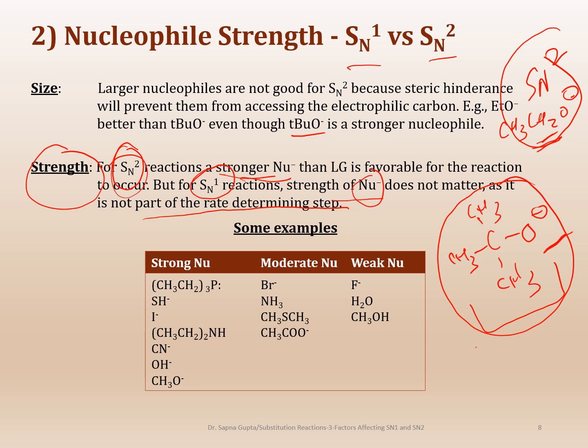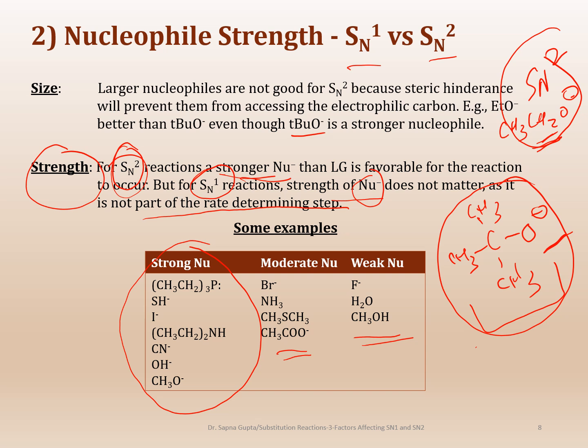So here are some examples for you. If you look at the strong nucleophiles, you will see that they're mostly electron rich, strong bases. Here are some moderate ones, not that great, but we'll work with them. And then here are some of the weak ones.